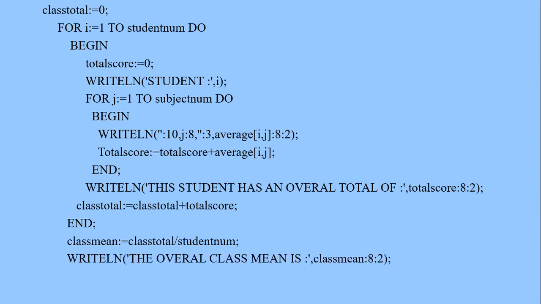So we display the overall class mean is, we pick the content of memory location called class mean, we format it to 8 characters, 2 of them being reserved for the decimal point. And then we read out blank, or we read nothing. In other words, this statement will pause so that we can be able to see our results, and then the program ends. So how do we pass arrays to functions?